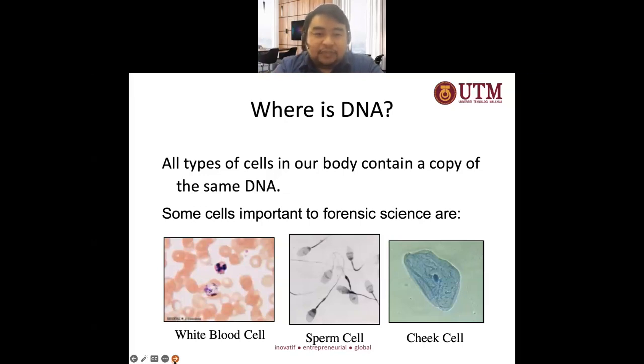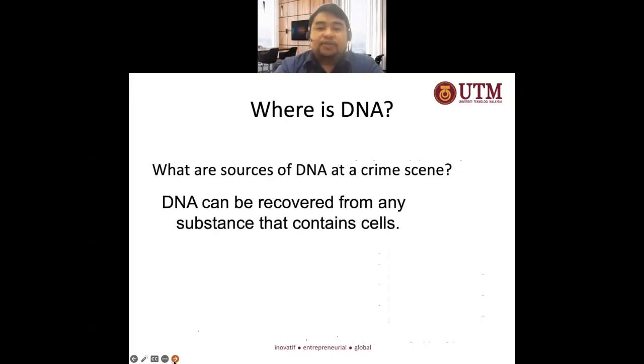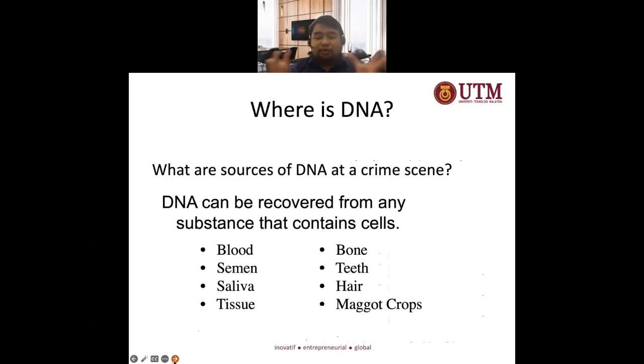So, what are the sources of DNA at a crime scene? Now you need to know where you can find this DNA at the crime scene. Previously, when we looked into forensic serology, we learned that you can have blood, semen, saliva, tissue, bone. Bone is something new. Also teeth, hair, maggot crops. All of this evidence contains DNA for you to take further for DNA analysis.